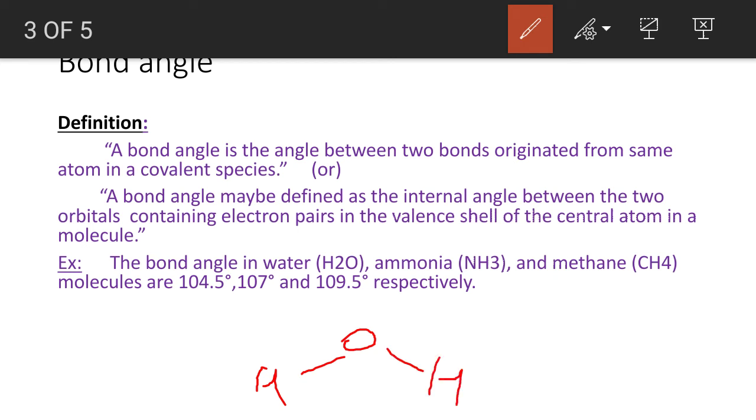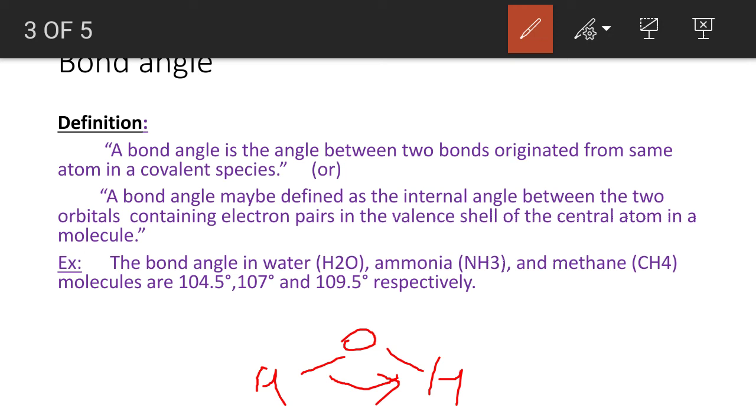Here the bond angle is the angle between two bonds originating from the same atom. Here the same atom is oxygen. The O-H bond is a covalent bond. This is the bond angle. In water the bond angle is 104.5 degrees.